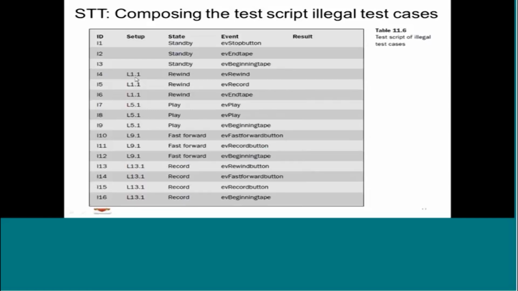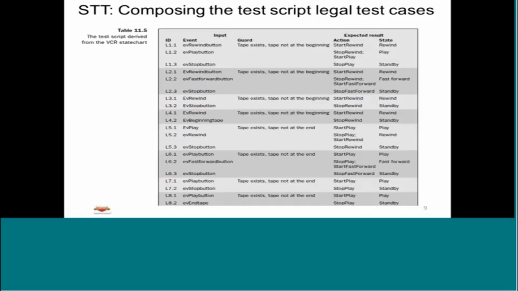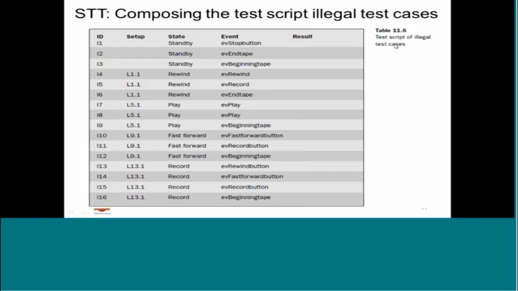So the same thing is explained here. Setup is L1.1. So what is that L1.1? What we have seen here: the rewind button, tape exists, tape not at the beginning. That means this is the guard, and the action is rewind. So the rewind state is there now. How to reach the rewind state? The rewind button is pressed, and when the rewind is happening, what is the illegal action we are going to have? We are going to press the rewind again. That is the illegal script.